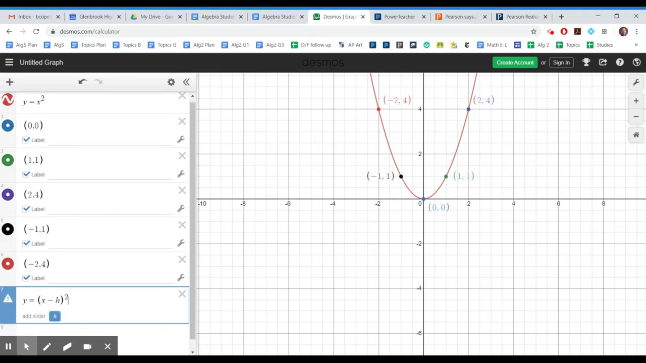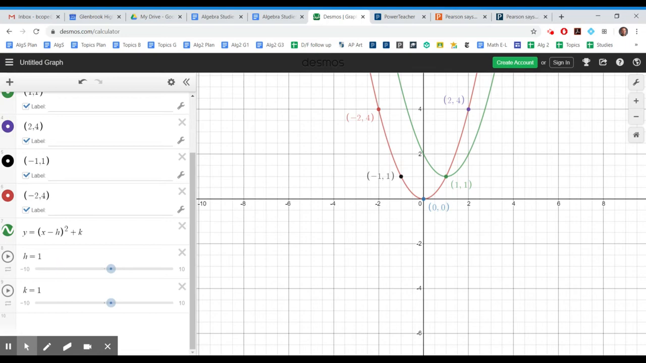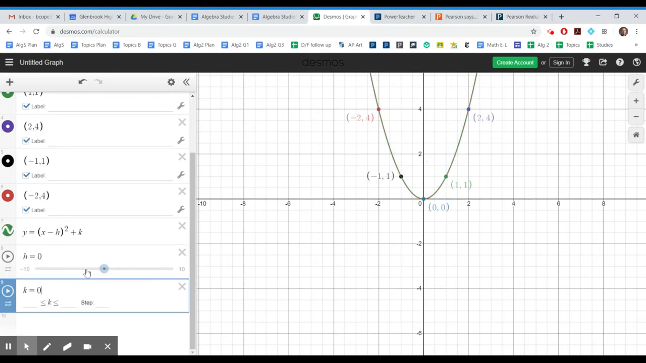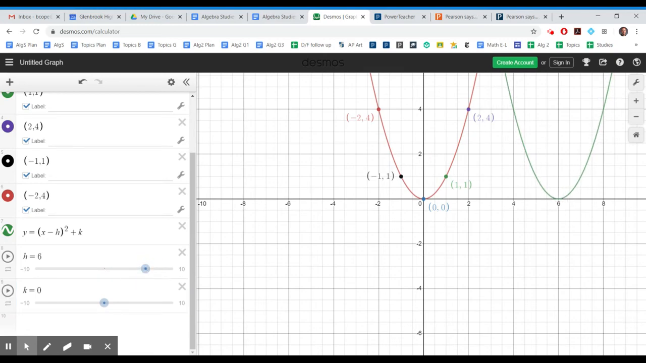And I'm going to leave it as y equals (x minus h) squared, and then I'm going to put plus k on the end. I'm going to make both of those sliders, okay? So right now I'm going to set h to 0 and I'm going to set k to 0. As I make h larger, the parabola moves to the right, there it goes. And simultaneously, I could make k positive or negative and move the parabola up or down. So now we see where that parabola goes, where that vertex goes, and where every point on the parabola goes based on the adjustments that we have in there.